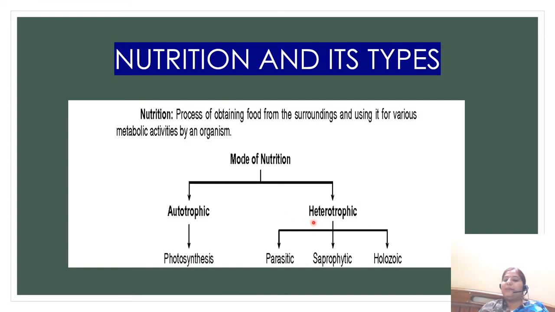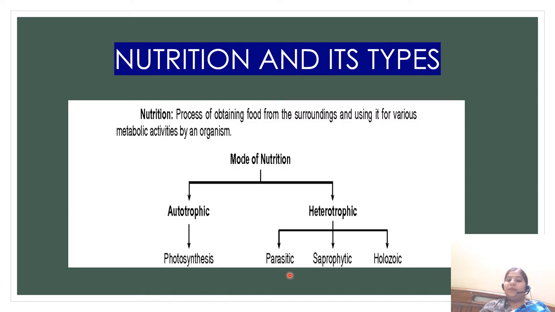Then hetero means dependent. So when organisms are dependent on other organisms for their food, such type of nutrition is called heterotrophic nutrition. So we animals and other organisms are also somehow directly or indirectly dependent on plants for our food, right? Heterotrophic nutrition is of three types. One is parasitic.